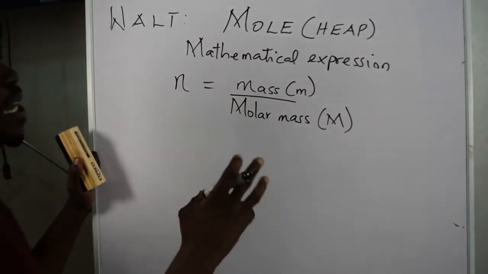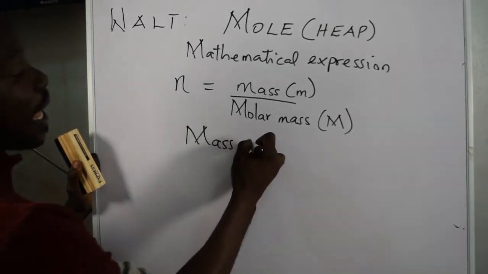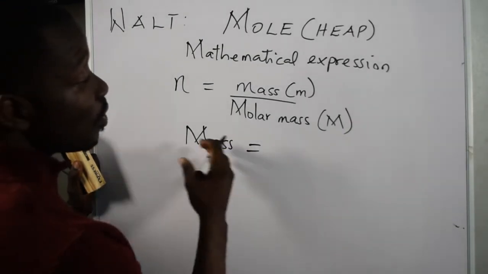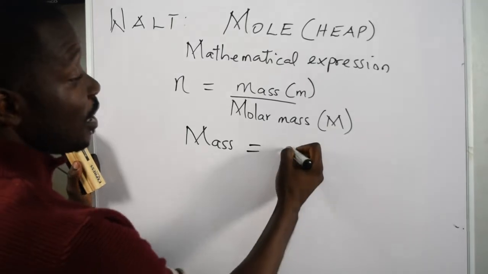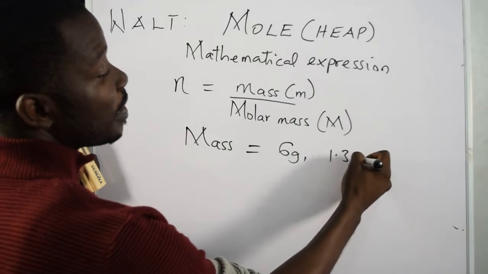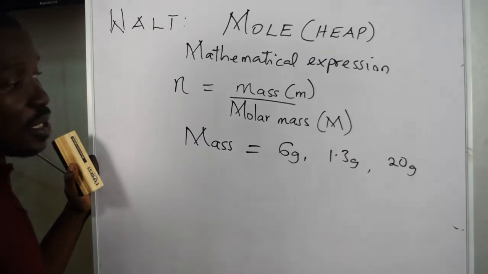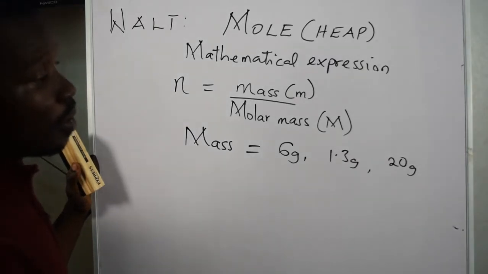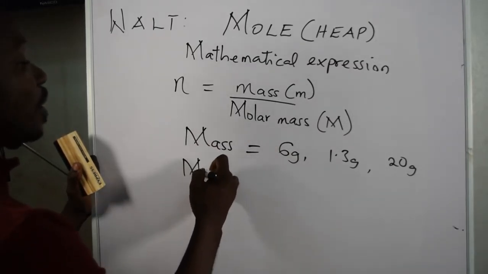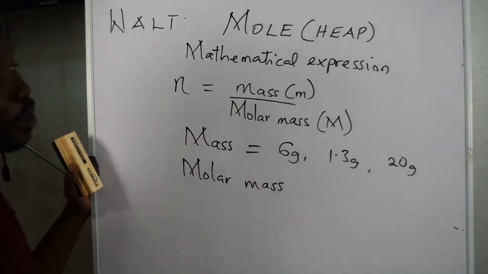Now before I give you a direct question, it is easy to find the mass. The mass is always written with grams. So in a question, if I see 6 grams, 1.3 grams, 20 grams, then I know that it represents the mass. But what about the molar mass? We need to look at the molar mass.